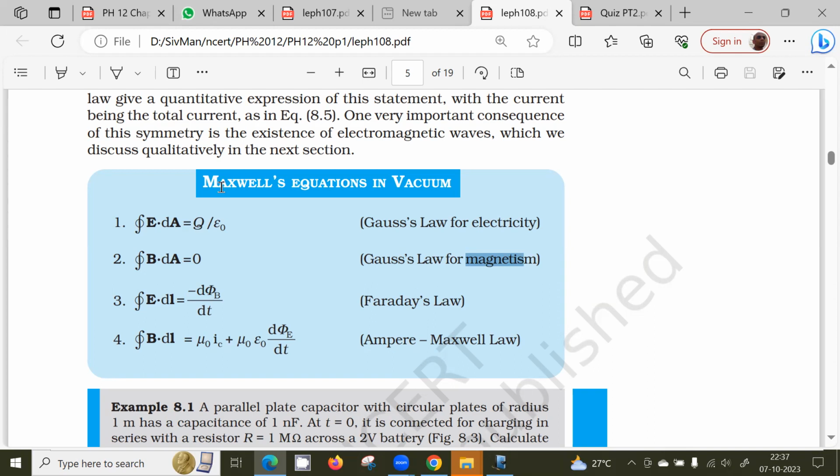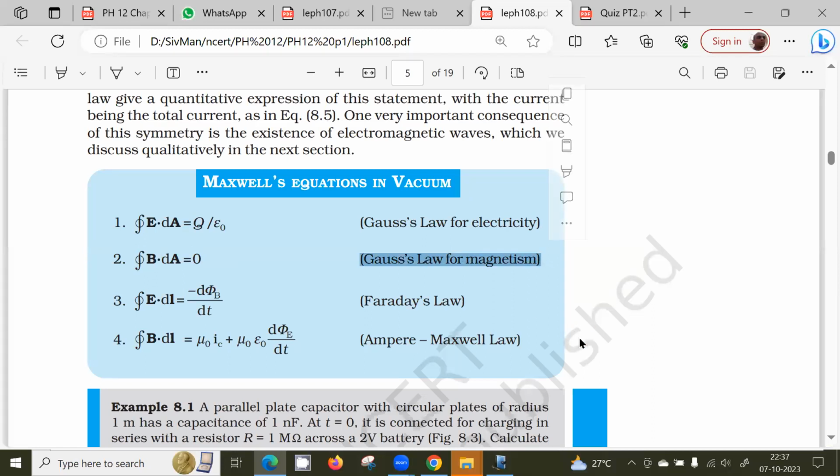But in the case of magnetism, I cannot separate north and south. Either both should be inside or both should be outside. When both are inside, the net is 0. North is like a positive charge and south is like a negative charge, so the net combination is 0. It's always 0. So this is Gauss law for magnets.